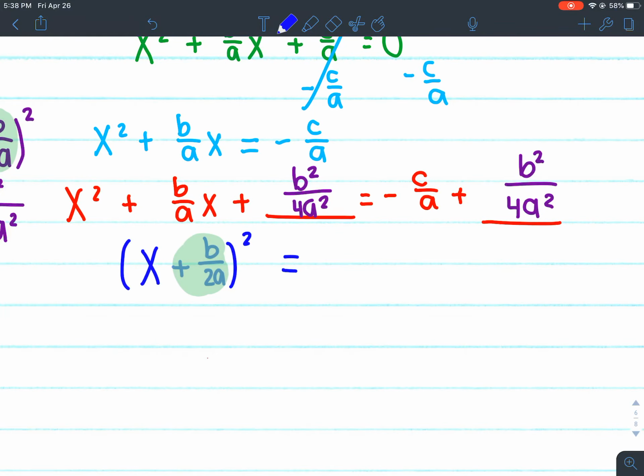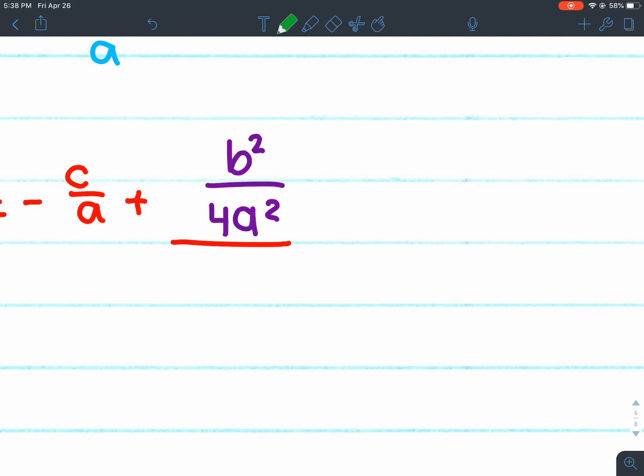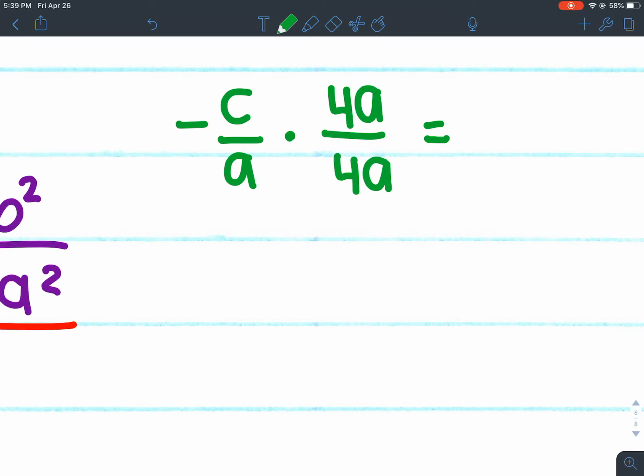Equals, now I need to simplify the other side. But I can't add two things that don't have a common denominator. So I need to go over here and make a common denominator. Now the common denominator for both of these would be 4a squared, right? Because I can't get 4a squared to become a, but I can get my a over here to become 4a squared. So I need to multiply it by something to get 4a squared in the bottom. In order to get this a to become 4a squared, I'm going to multiply it by 4a, but I have to multiply it by 4a over 4a because it's 1 technically. And this would equal negative 4ac all over 4a squared.